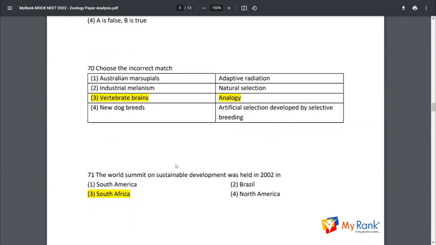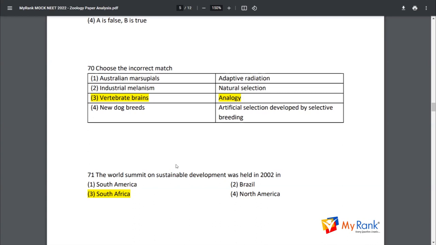So Australian marsupials are an example for adaptive radiation, correct? Industrial melanism is an example for natural selection, correct? Vertebrate brains are an example of analogy, that is analogous, false. Vertebrate brains are homologous. They look similar, but their functions are different. Like the capability of different vertebrates is different. So vertebrate brains are an example of a homologous character or homologous condition. So option 3 is an incorrect statement.